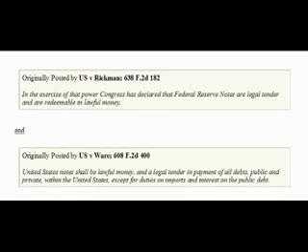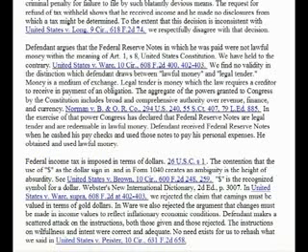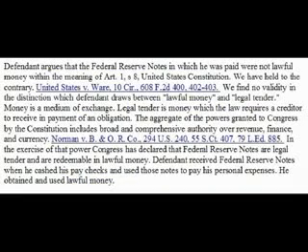Therefore, one should pay attention only to how Congress defines lawful money. In the exercise of that power, Congress has declared that Federal Reserve notes are legal tender and are redeemable in lawful money. In a similar case, United States notes shall be lawful money, and a legal tender in payment of all debts, public and private, within the United States, except for duties on imports and interest on the public debt. Attorneys in black robes are trained to give opinions that make it sound as though they have the authority to define lawful money. I just told you the definition by Congress, and it's from this case, this very case.